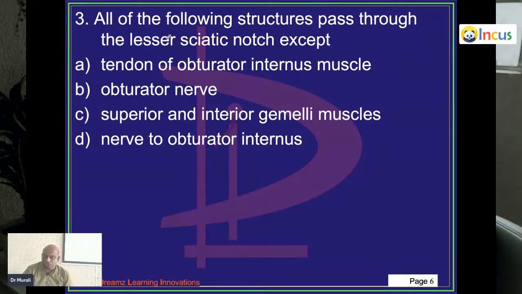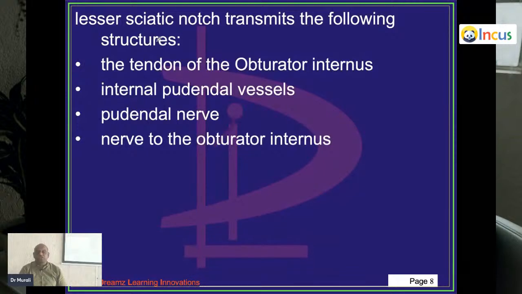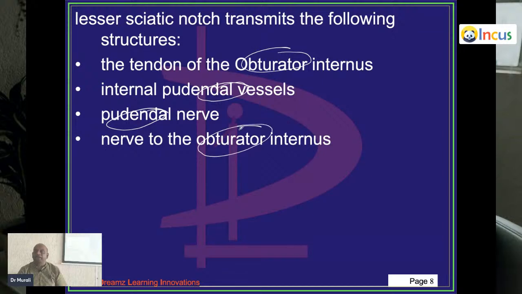Lesser sciatic notch. What are the structures that pass? So this is one batti marne wala question, which you have to be very sure. The tendon of obturator internus, internal pudendal vessels, pudendal nerve, and the nerve to obturator internus. So that is the reason easy to remember is PIN.